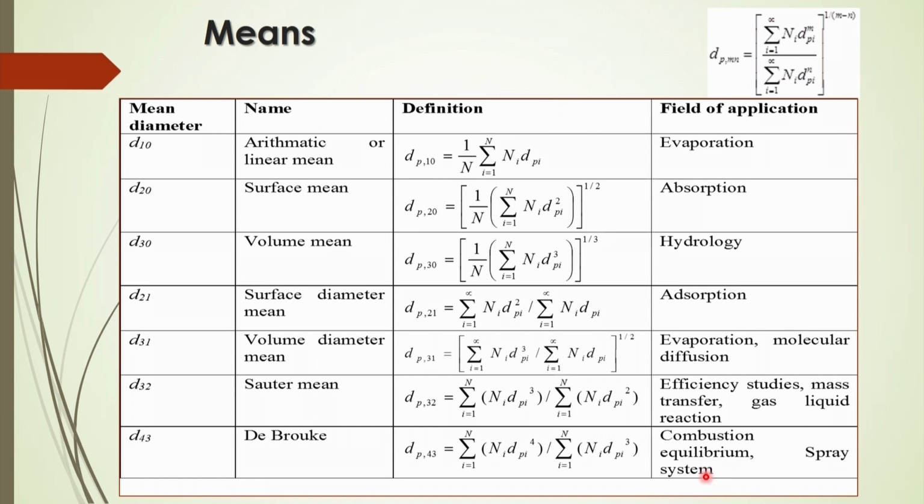So, combustion, equilibrium and spray systems, these means are very widely used. These are the different definitions of the means you can use for different purposes. Whenever you are using a fluidized bed, that is D32, D43 and D30. These three are very widely used, and it is even suggested to use them for different operations.